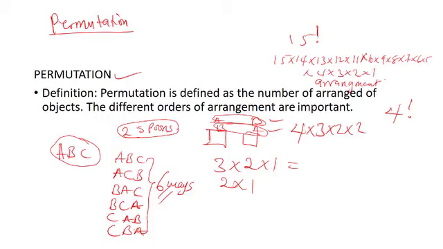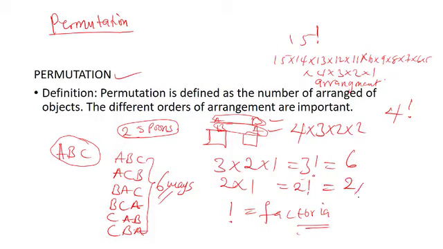And this is called the symbol. The symbol is called factorial. So 3 times 2 times 1 is equal to 3 factorial, which is the same thing as 6. 2 times 1 is the same thing as 2 factorial, which is 2, because it's 2 times 1. 3 factorial is 6.